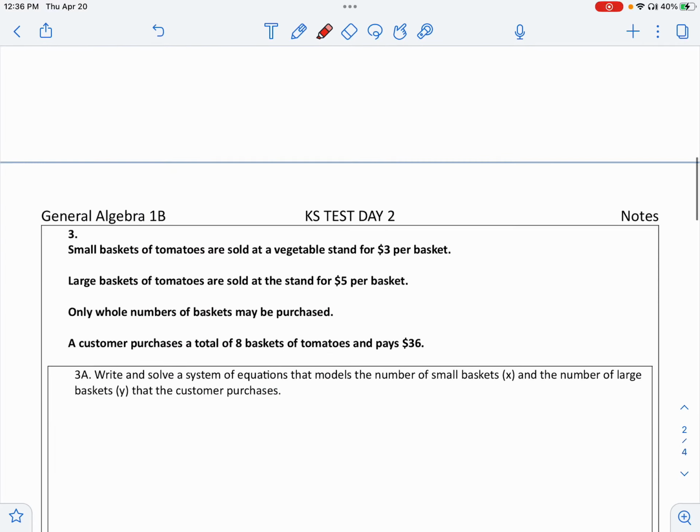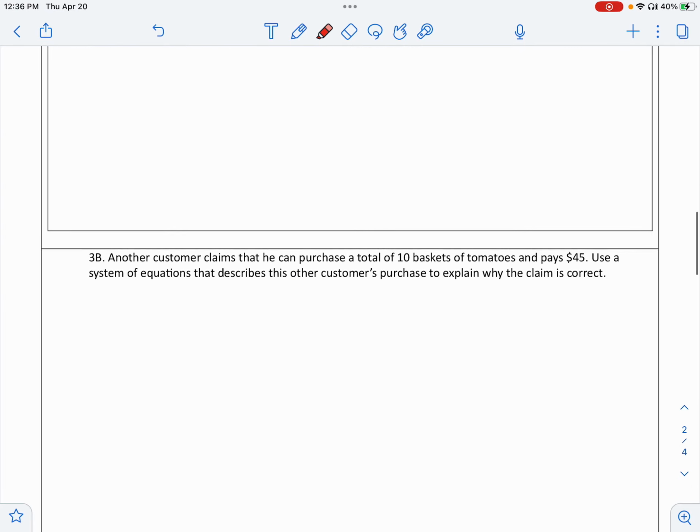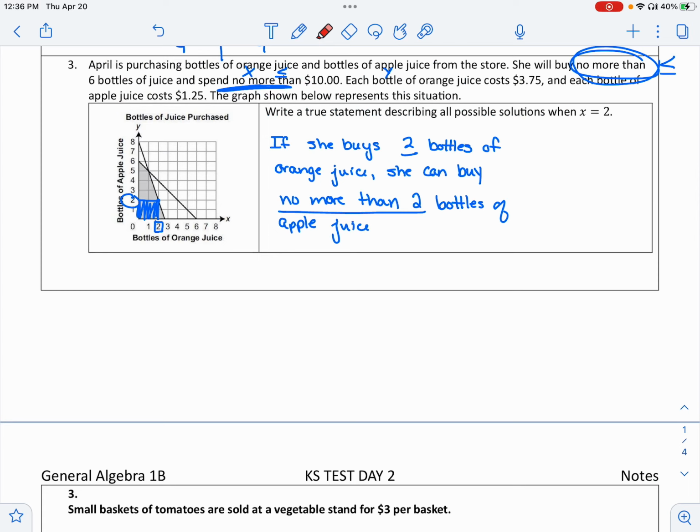All right, and then there was this problem. I'm just double checking. I don't want to do anything wrong. And the answer is 2 bottles of orange juice, no more than 2 bottles of apple juice. And that one was perfect.